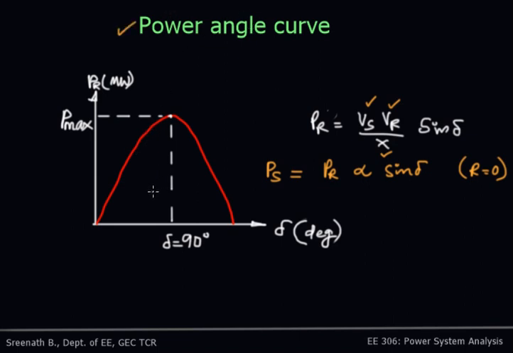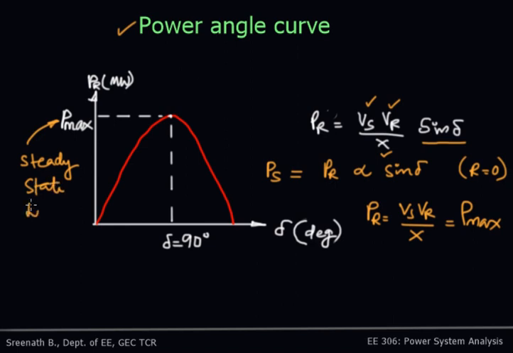Now we have some characteristics of the power angle curve. The maximum power is achieved at an angle delta of 90 degrees. If you put delta equal to 90 degrees, you will get PR equal to VS VR by X, which is equal to Pmax. So your Pmax is VS VR by X, and that is at delta equal to 90 degrees. The maximum power that can be transferred under this condition is known as the steady state limit. This is the maximum power that can be transferred under this particular set of conditions, that is, assuming R to be 0. So if you have a lossless line, you can send a maximum power of Pmax at delta equal to 90 degrees, and remember delta is the angular difference between VS and VR.